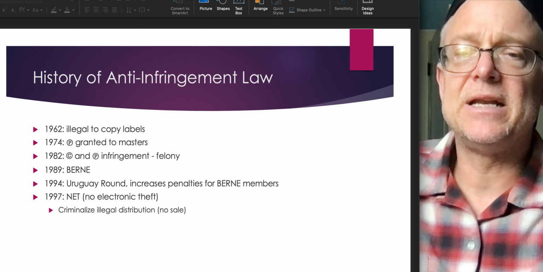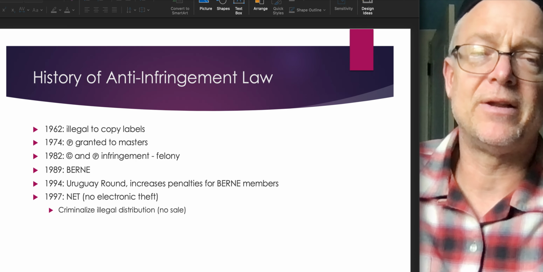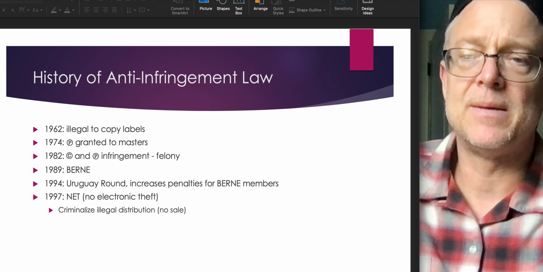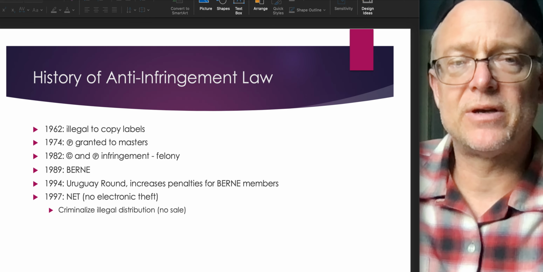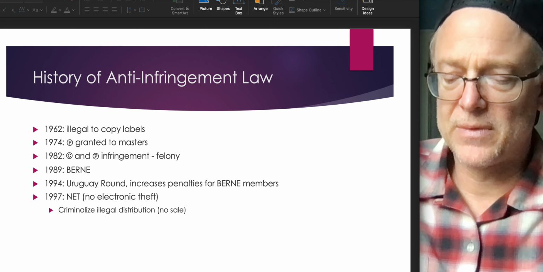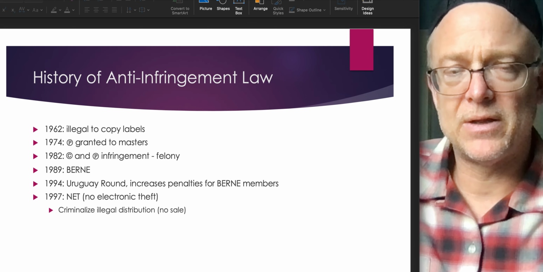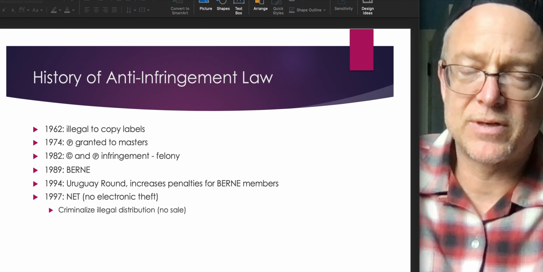Then in 1982, Circle C and Circle P infringement were bumped up to felony level, which was an important way of deterring people, because people with felony convictions, that tends to follow people around and prohibits them or makes it more difficult to get certain kinds of jobs.